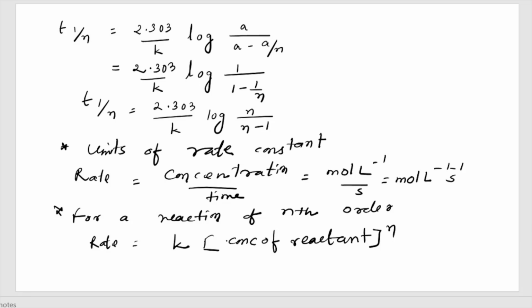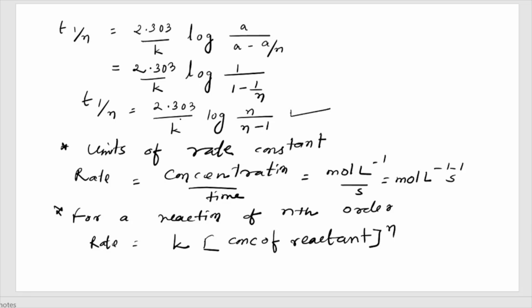So what is the value? After simplifying, this value comes to 2.303 log n by n minus 1. The value of n should be given, or all values should be there, and you will find n also. So according to the question, you will put the values and get the answer. So T 1 by n, very important one, is equal to 2.303 by K log n by n minus 1. This formula is very important for fractional value.